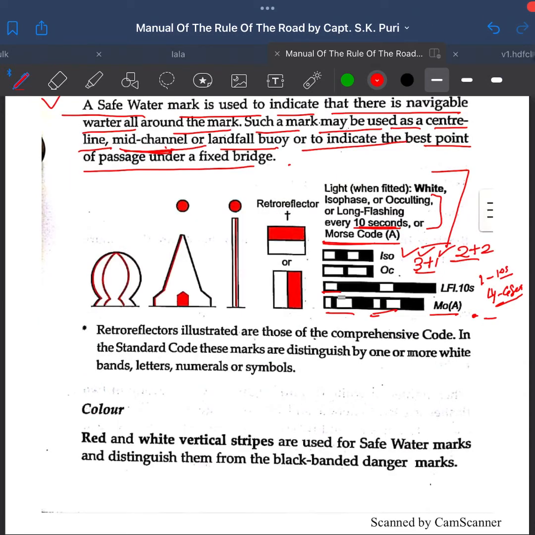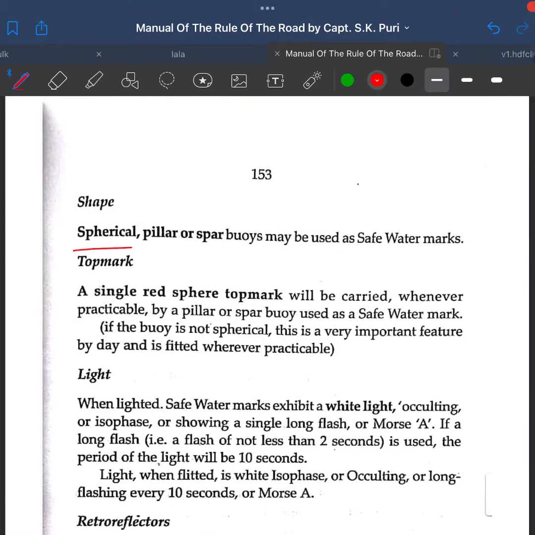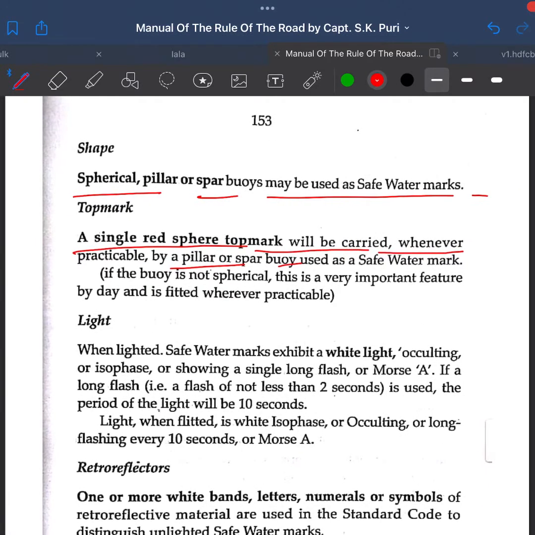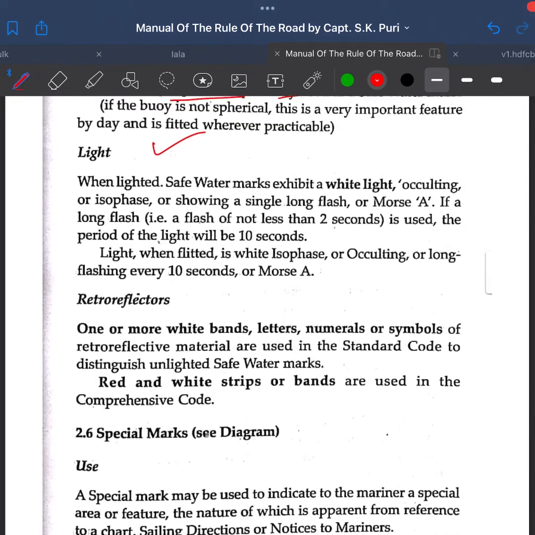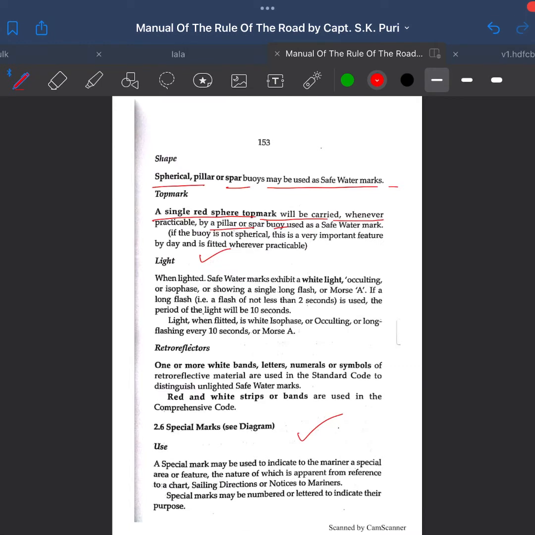The color is red and white vertical stripes, used for the safe water mark to distinguish it from the black banded danger marks. The shape can be spherical, pillar or spar. A single red sphere top mark will be carried whenever practicable. The light and use I have already told you. Okay, now we'll come to the special mark.